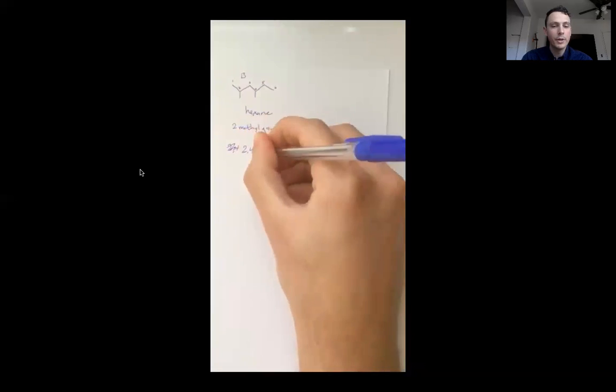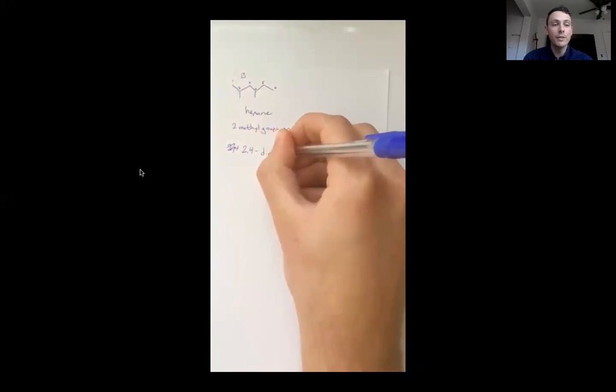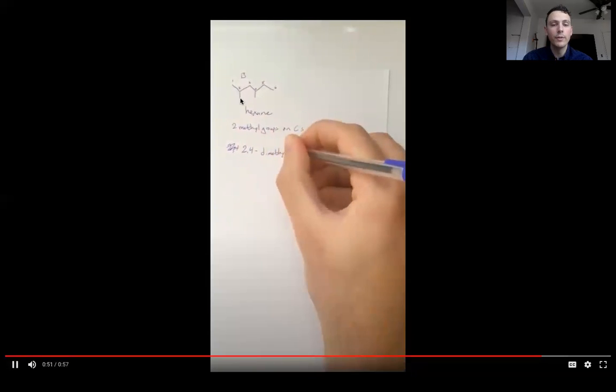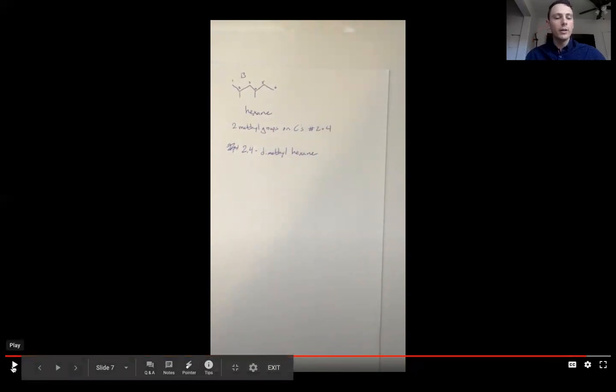So to name our molecule, we do 2,4-dimethyl, because we have 2 of our methyl functional groups here. So di means 2, methyl is the functional group. And then our base molecule name, which is hexane, because we have 1, 2, 3, 4, 5, 6 carbon atoms in a row in our longest carbon backbone here. So 2,4-dimethylhexane would be our name here.